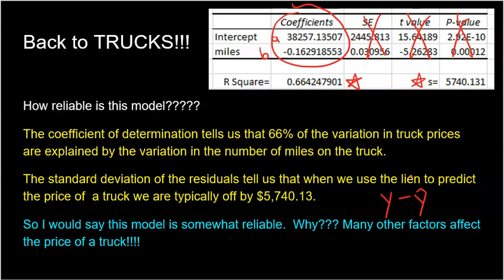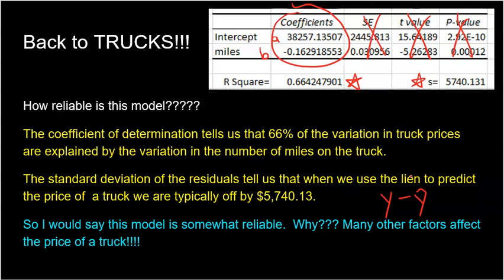So if I said to you, is this model reliable? I would say somewhat reliable. And the answer is why? Well, if you think about the price of a truck, there are lots of things that go into it. The type of truck, how many miles are on the truck, how clean the truck is, does it have any dents, does it smell bad, what year it is, how old it is, not just how many miles are on it. So there's lots of things that go into the price of a truck besides just the miles on it. Do the miles have something to do with it? Sure, about 66%, but they don't have everything.